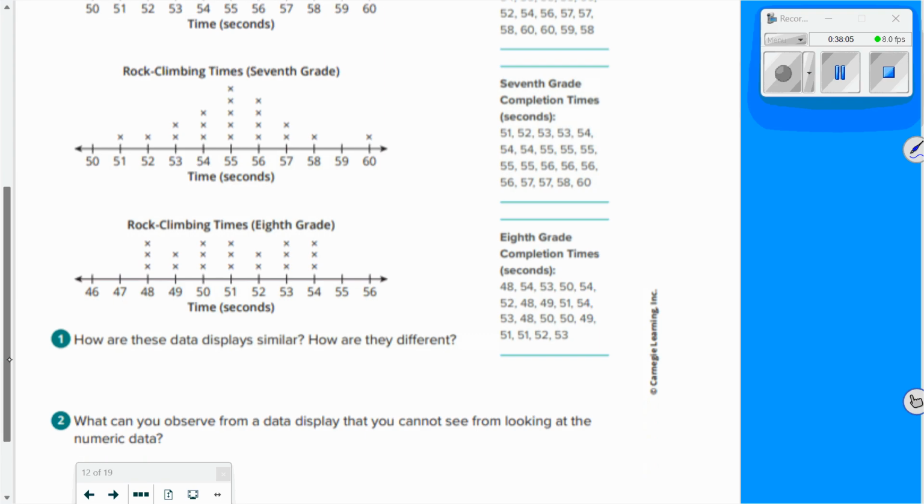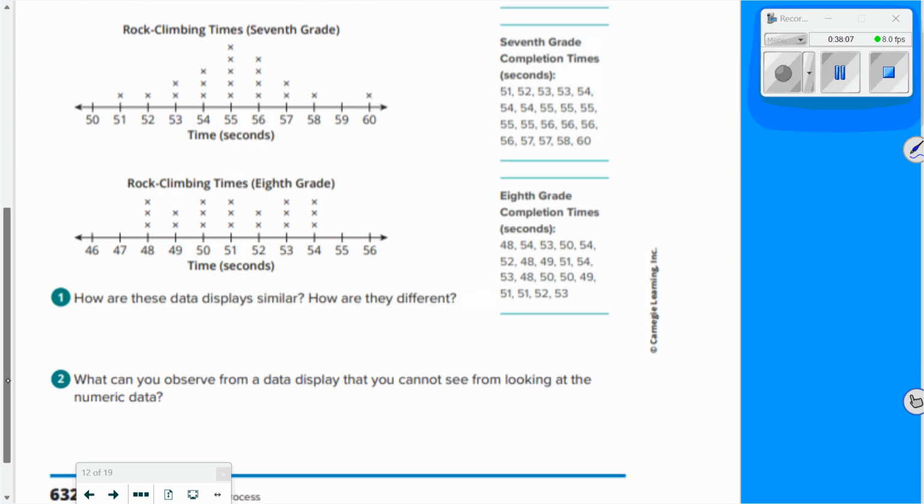So we've given you 3 sets of data. We want you guys to take a quick look. How are they similar? How are they different? And what can you observe from the data, looking at the charts, that you can't see from the plain data? Okay, how are they displayed similar?